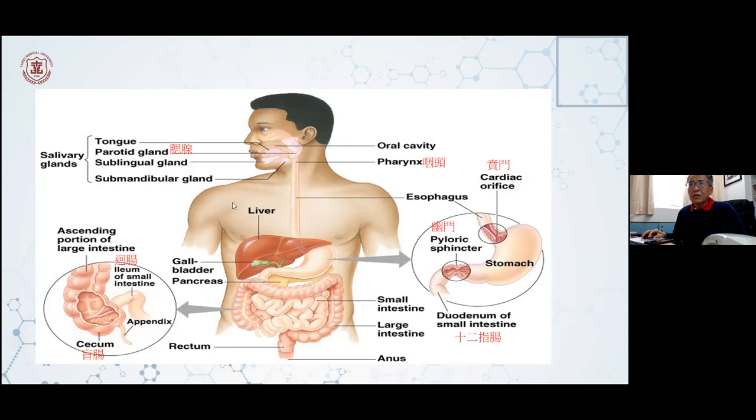Also there is the liver. The liver will release some bile to support the digestion of fatty acids. And the gallbladder is the organ to collect the bile. And the pancreas is located behind the stomach. Pancreas will release several hydrolytic enzymes to the small intestine to digest many different molecules. Okay, so this is the structure and the organs for the digestion in human.